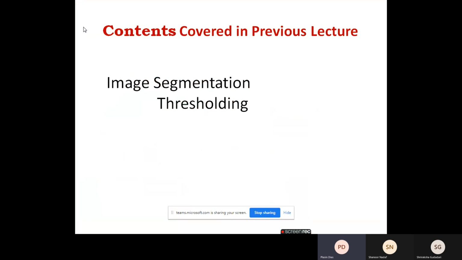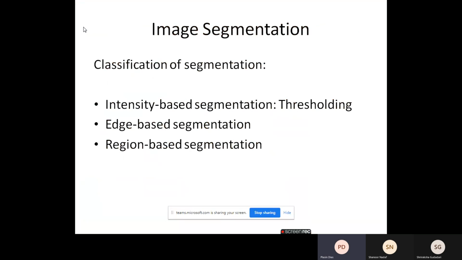Let us go ahead with the content which we covered in the previous class, wherein we tried to understand what thresholding is in image segmentation. There were three different classifications of segmentation that we had seen. One is intensity based segmentation, which is referred to as the thresholding method. Second is edge based segmentation, and third was region based segmentation. Today we'll be covering region based segmentation.